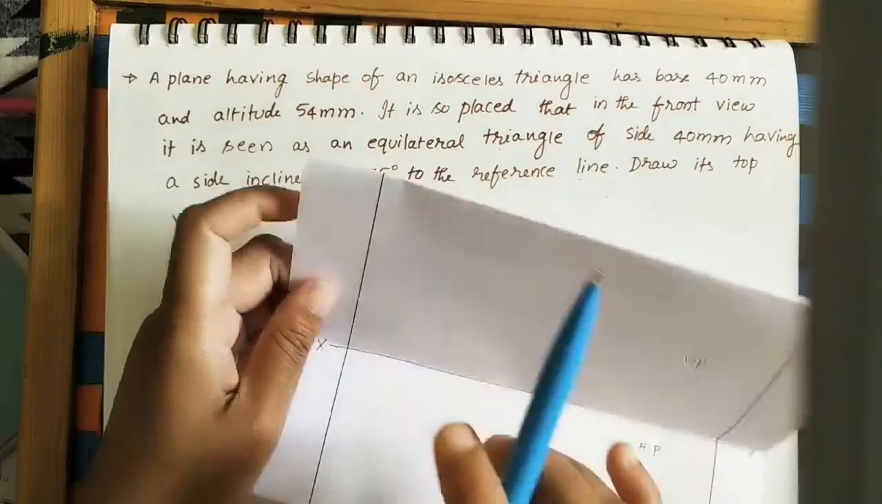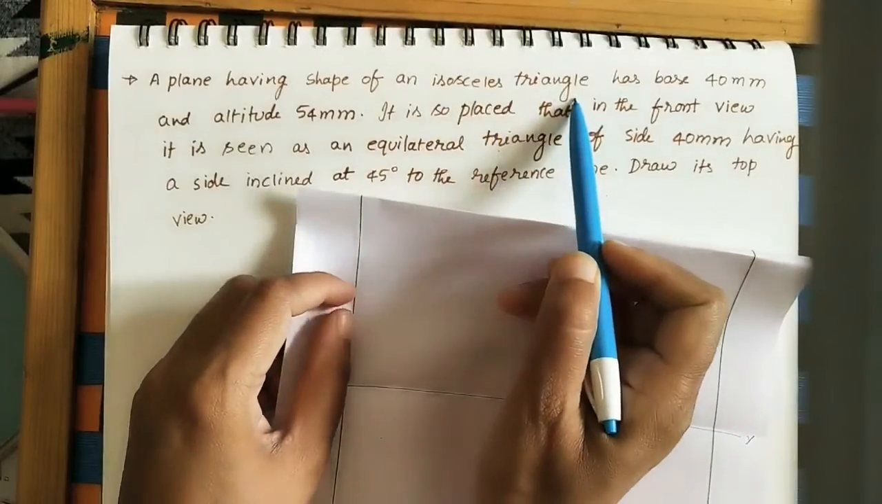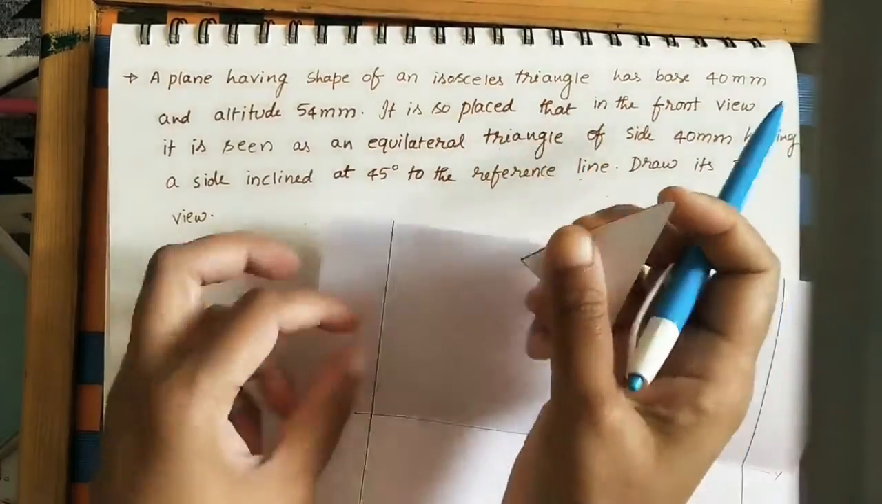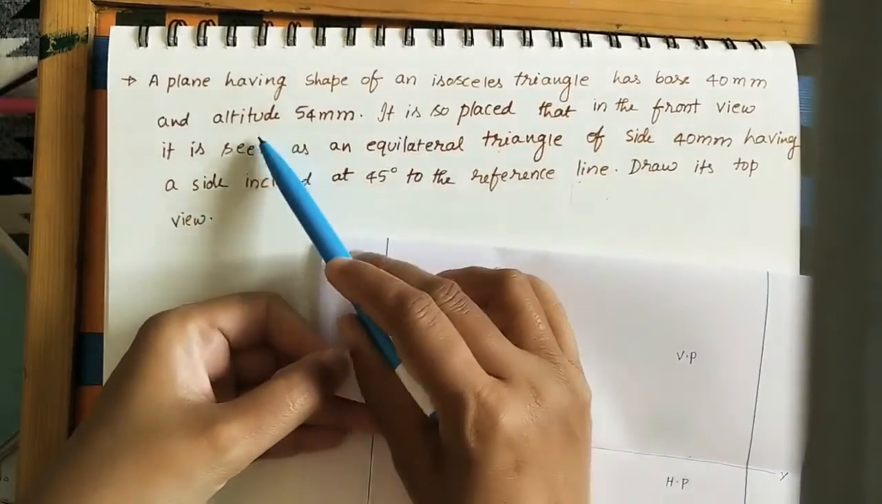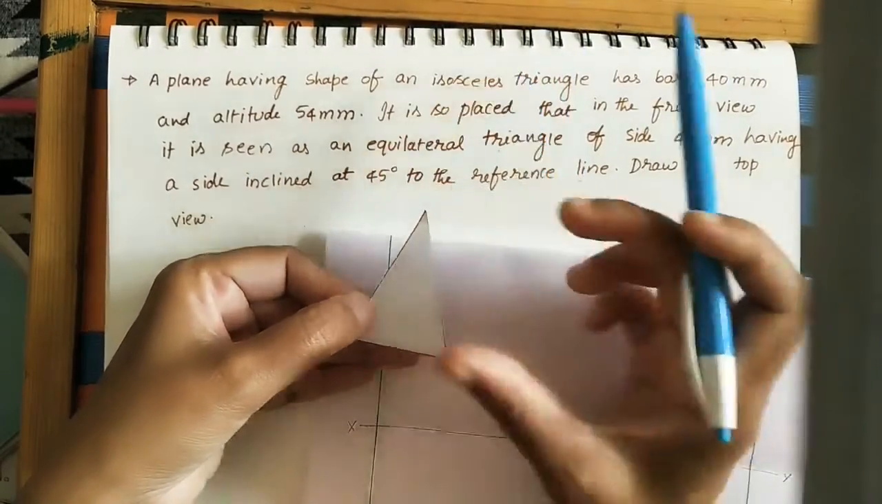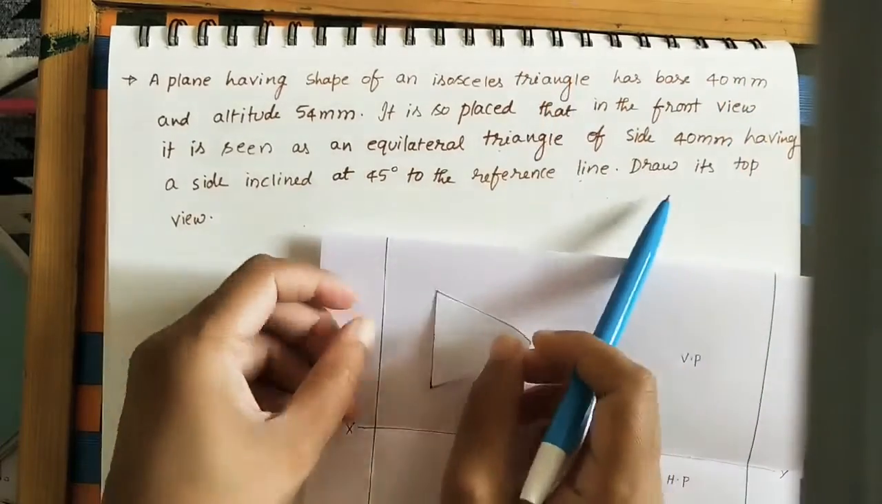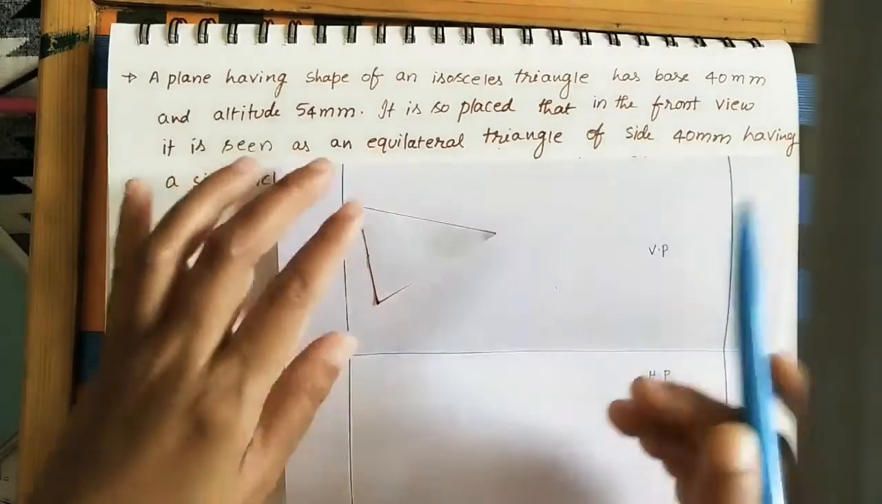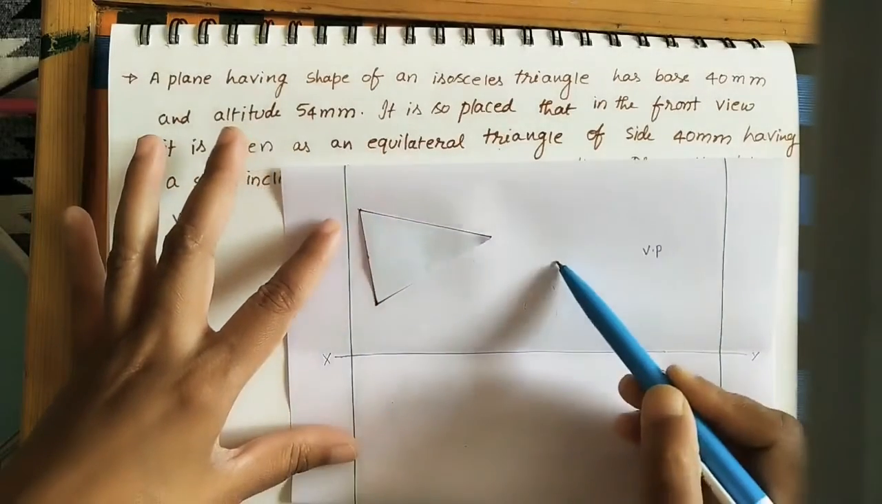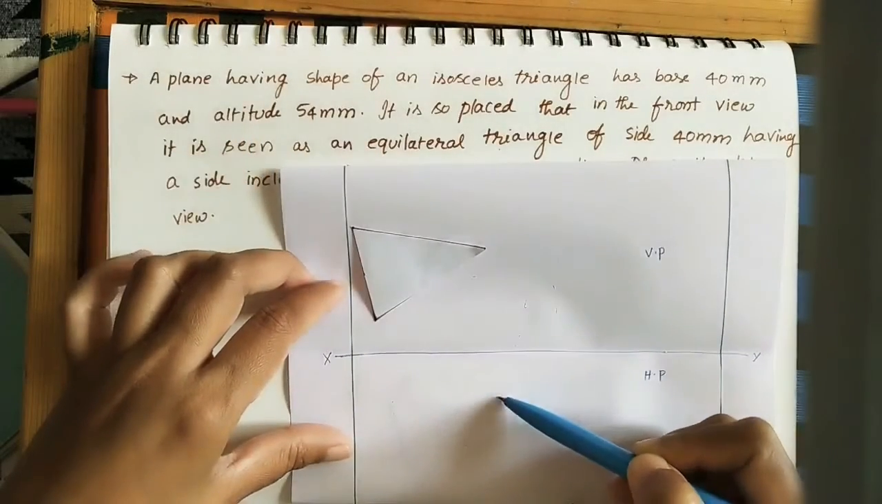We have to take the triangle. Which shape is it? Isosceles triangle. So this is the isosceles triangle, and it has base 40 mm, and the height is 54 mm, like this. So it is in the front view. It may be like this, or it may be like this. Whatever is above the XY line is called the front view. Below the XY line, it is called the top view.